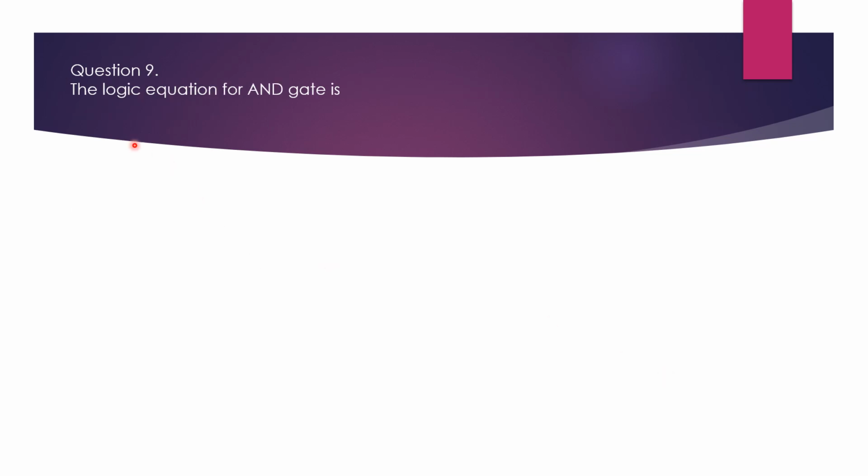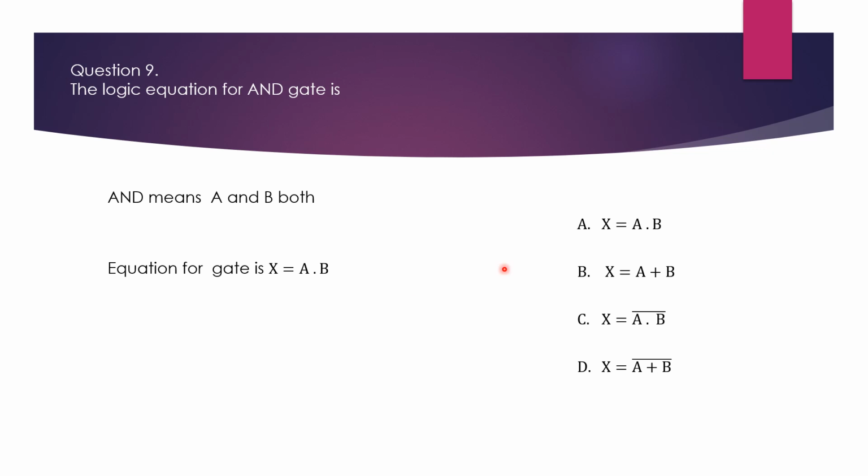Question 9. The logic equation for the AND gate is, AND means A and B both. The equation for the gate is X is equal to A dot B, because it will give a high state when both are high. If any one of these two, A or B, is in the low state, it will give a 0 return. So the correct option here is A dot B, option A.